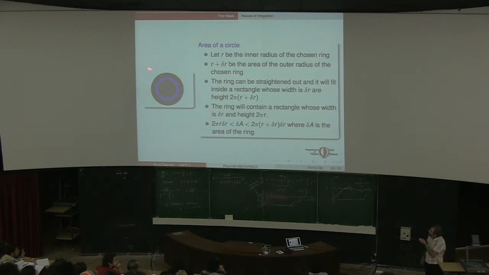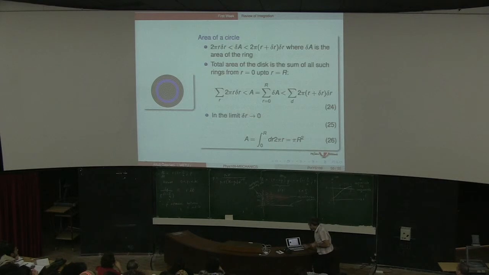Okay, so I already obtained the area of an arbitrary ring whose inner radius is r, thickness delta r. So to obtain the total area of the disk from these delta A's, what should I do? Sum them up. So this is the limit I have.